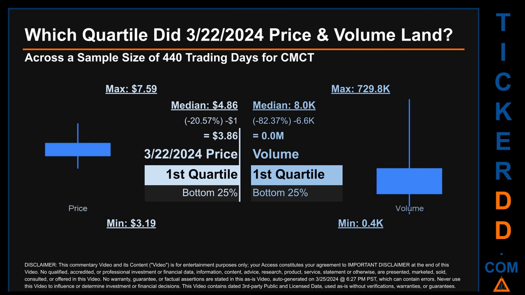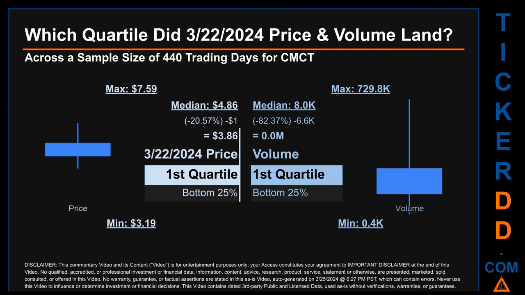The day's volume landed within the first quartile, at the bottom 25% of all sampled daily volume, which saw a max daily volume of 729.8 thousand and a minimum of 0.4 thousand. Quartiles tell us about the spread of a data set by breaking that data set into quarters, just like how the median breaks the set into half.